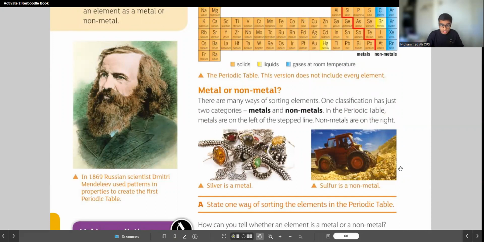So metals or non-metals, there are many ways of sorting elements. One classification has just two categories. So as I said, metals and non-metals, and on the periodic table, the metals are on the left side and the non-metals are on the right side.